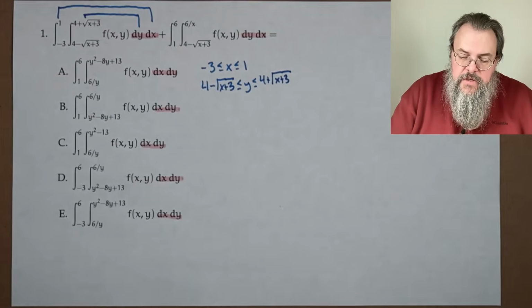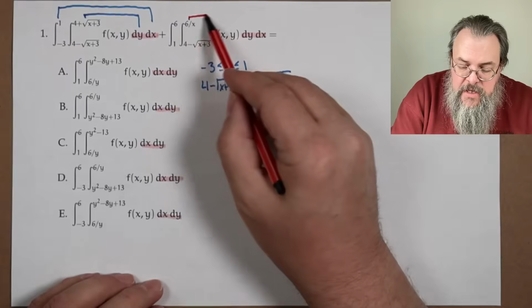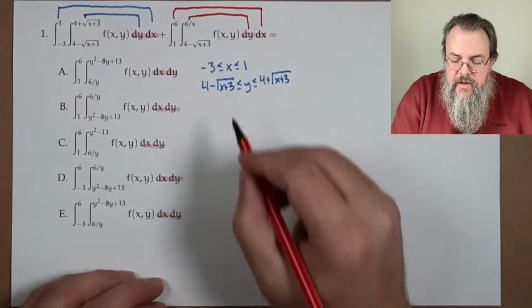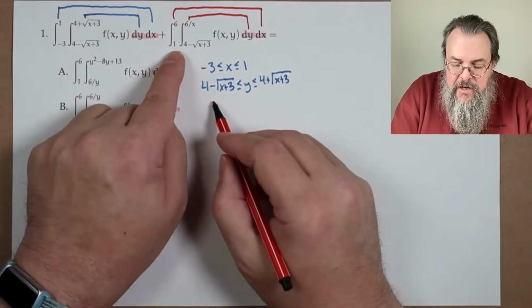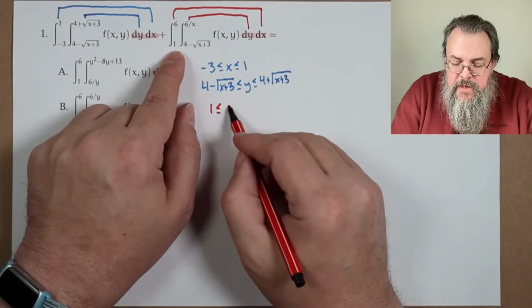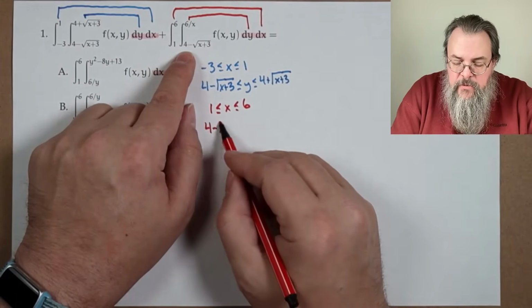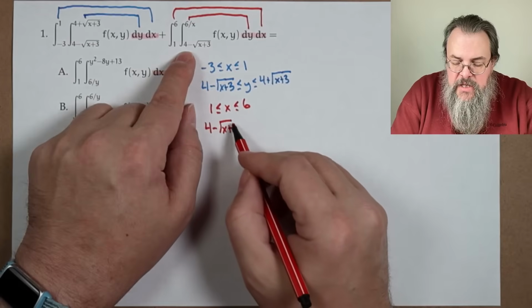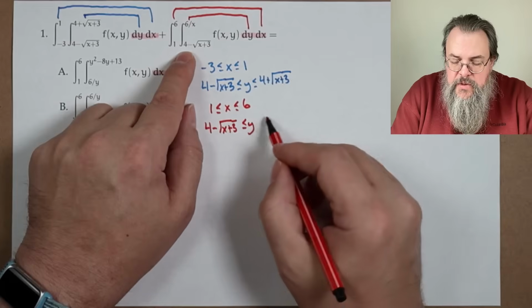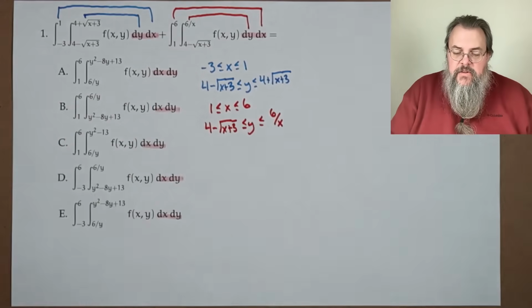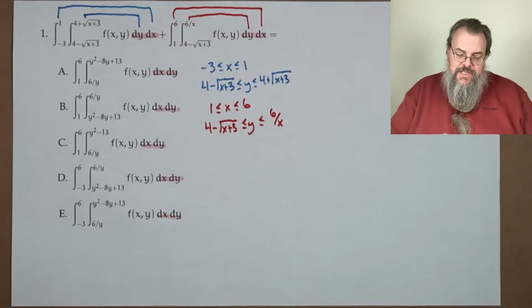The second one, we're going to do the same thing, right? We're going to connect the inner layer, inner bounds, outer layer, outer bounds. So we're told that from the outer layer, x goes from 1 up to 6, and that y goes from -4 root x plus 3 up to 6 over x. All right, so this is our current description.